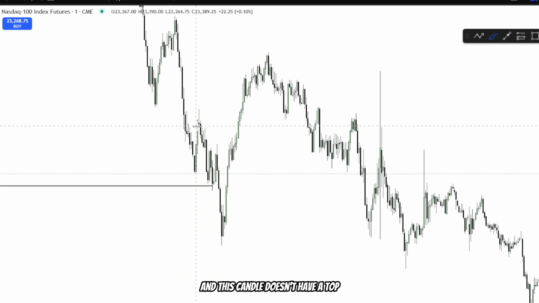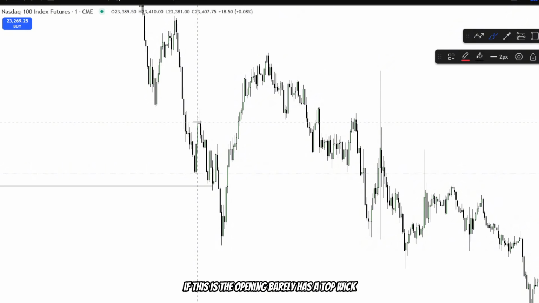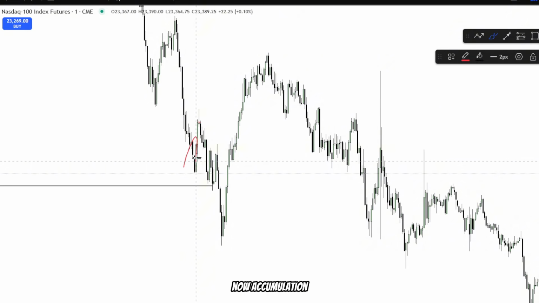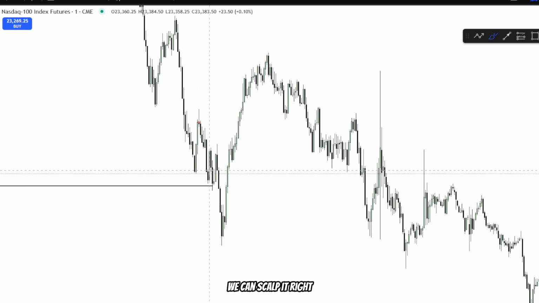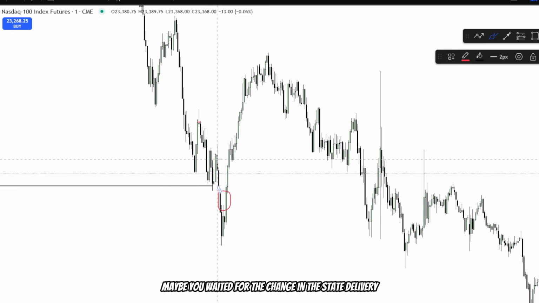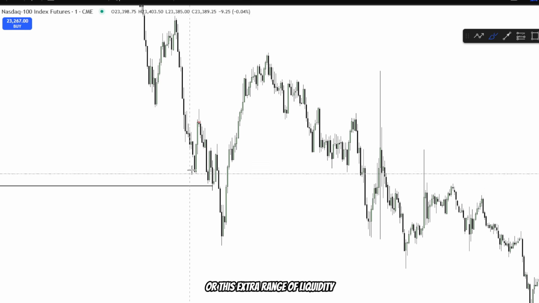And this candle barely has a top wick. If this is the opening, it barely has a top wick. Now, accumulation, manipulation into this internal range of liquidity, we can scalp it. We can literally scalp it so perfectly. Maybe you took this inversion, maybe you waited for the change in the state of delivery, doesn't matter, it worked out perfectly because we swept out this external range of liquidity.